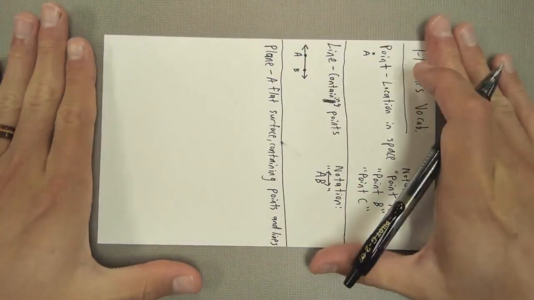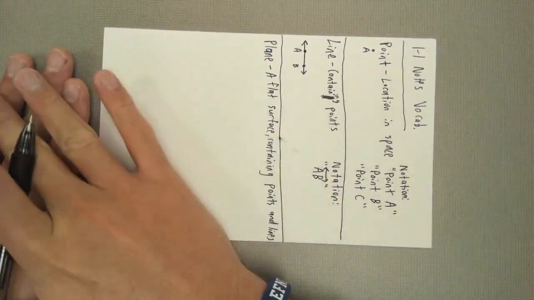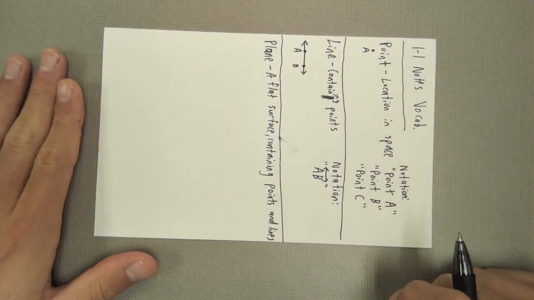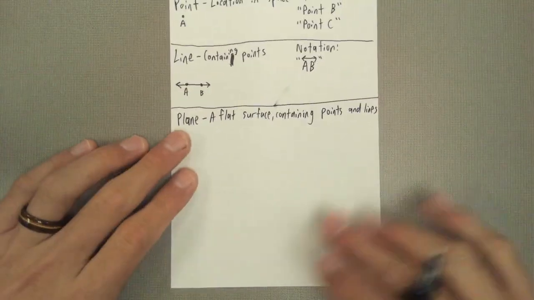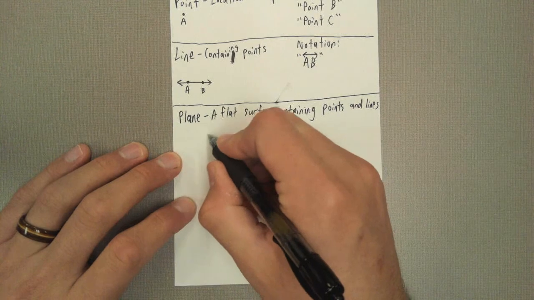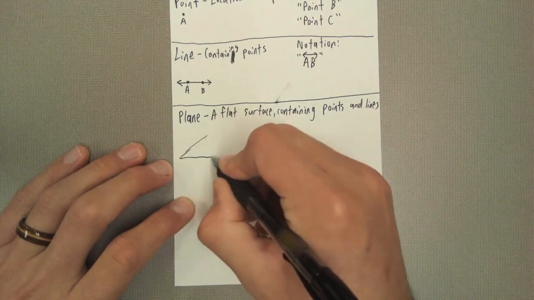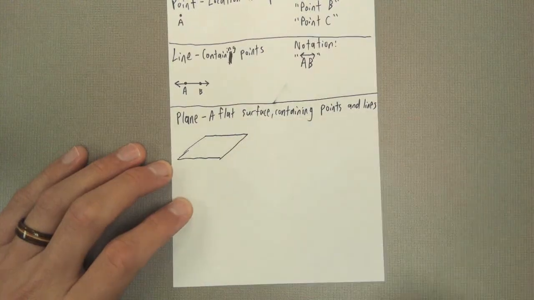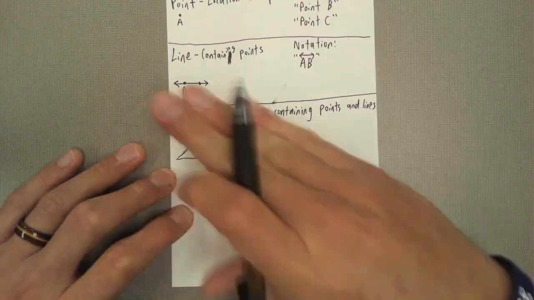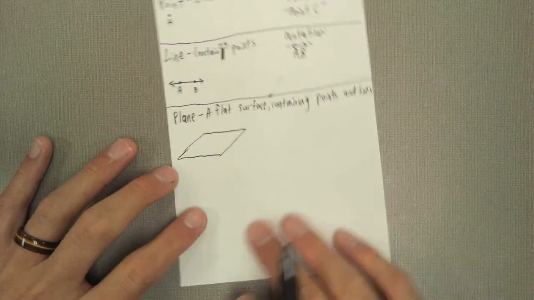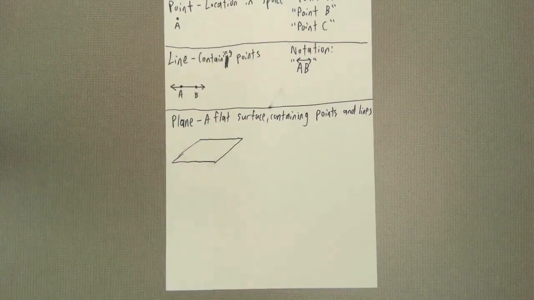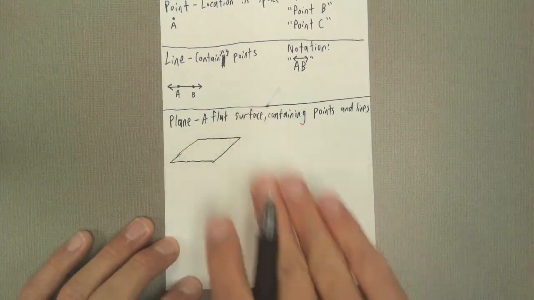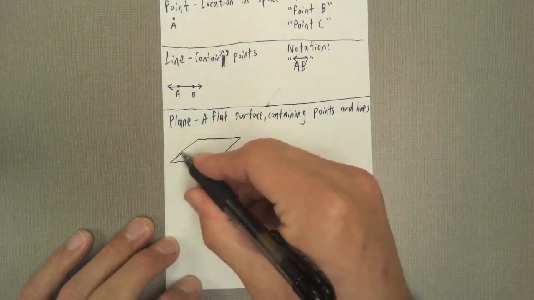Think about this piece of paper. This is a part of a plane. In all reality, it would continue on in every direction, but a plane is a flat surface. Typically, we're going to write it kind of like this. If you see that, we're looking at a flat surface in perspective. It gives us a better view of everything if we draw it in perspective like that.